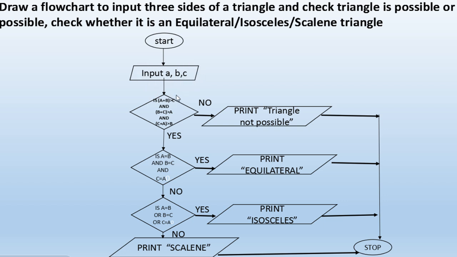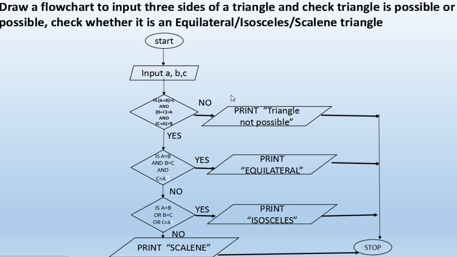So you see, you can write read, you can write input, you can write accept for any kind of input in a parallelogram. Then you are checking whether a triangle is possible or not. So the condition is the sum of the two sides should be greater than the third side. Okay, so here I have written, it's little small, just have a look.